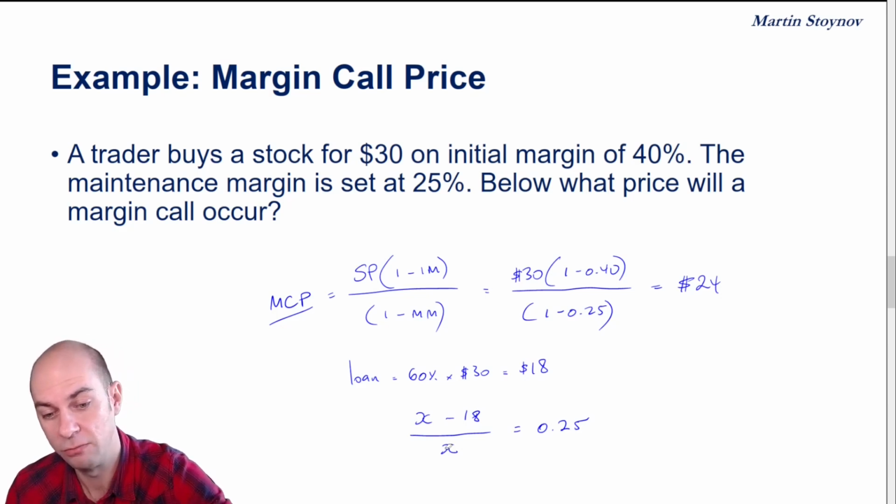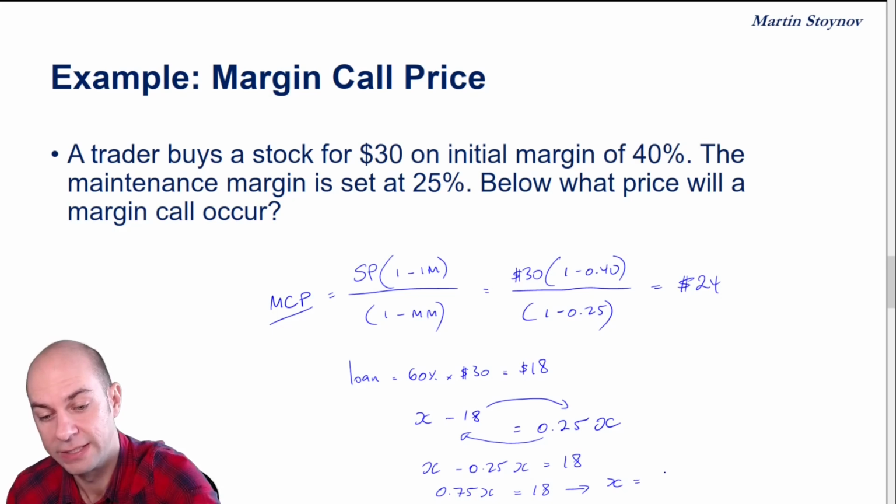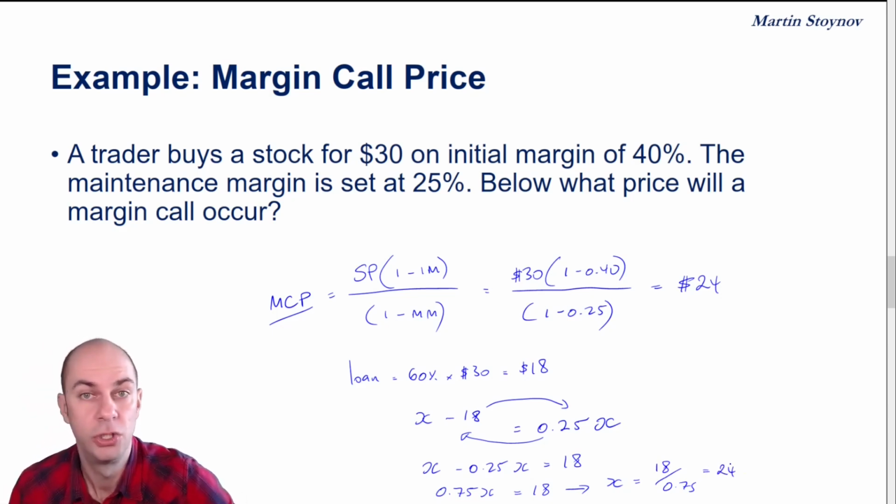So I can, first of all, move the X to the other side and get 0.25X. I can then move the 18 to the right and the bit with the X to the left. So I'm going to get X minus 0.25X equals 18. Of course, 1X minus 0.25X is 0.75X equals 18. So therefore, now I can work out X as 18 divided by 0.75, which I'm guessing is going to still give me $24.